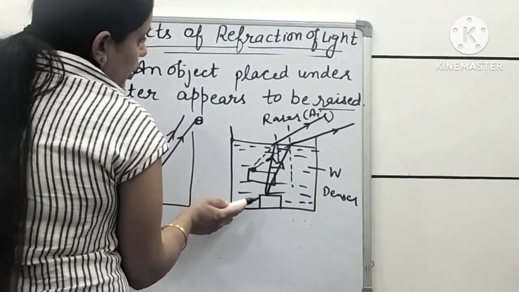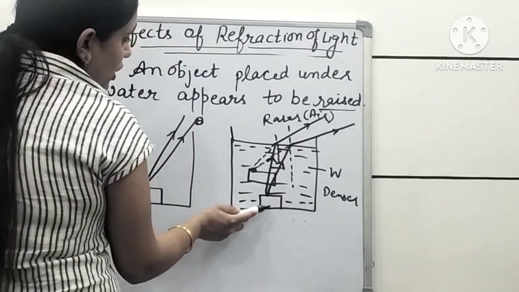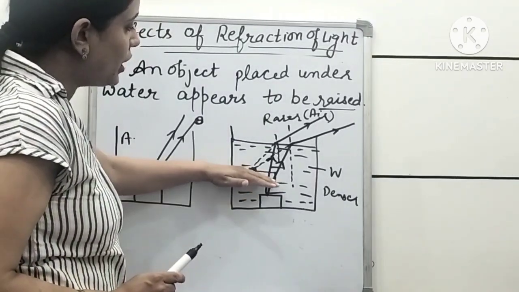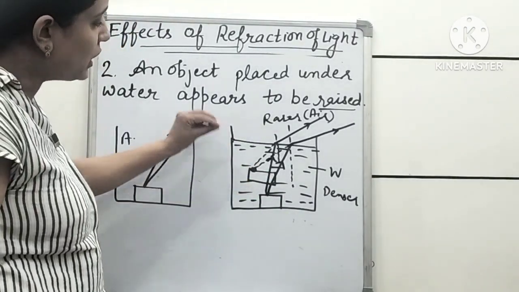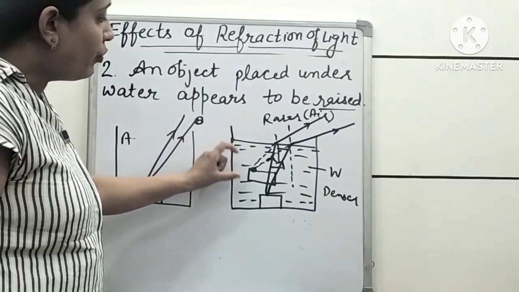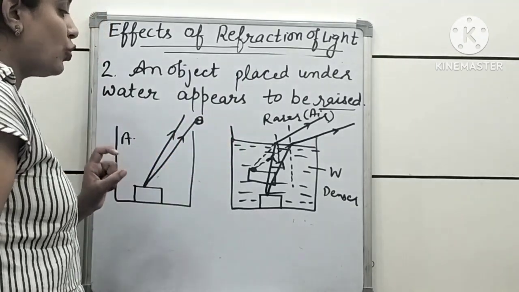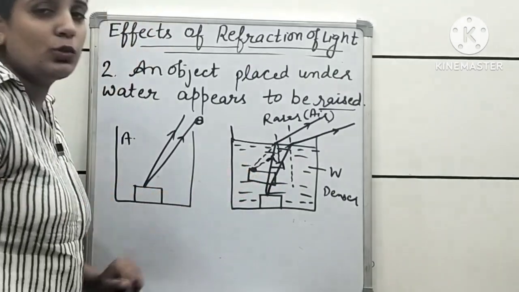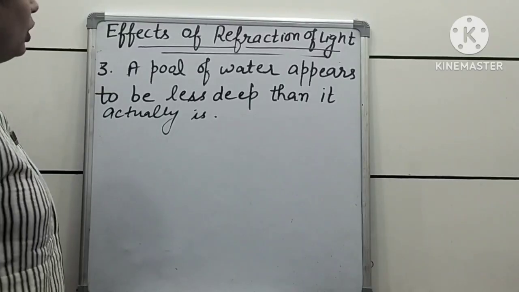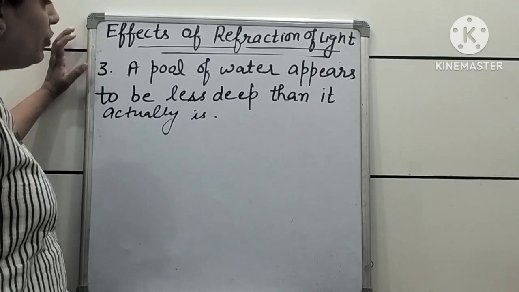So an object which is placed under the water appears to be raised, and that is due to the refraction of light. But actually नहीं होता, ये हमें दिखता है ऐसा due to the effect of the light, that is the refraction of light. The coin appears to be raised at this point. So this is another effect of the refraction of light.